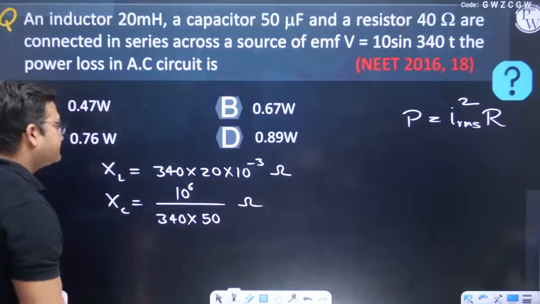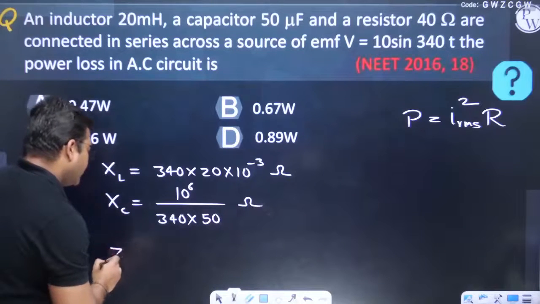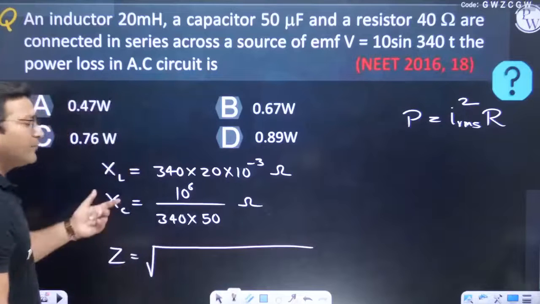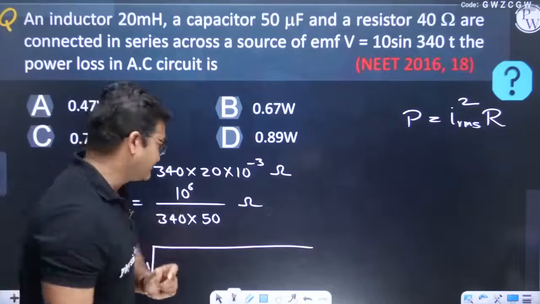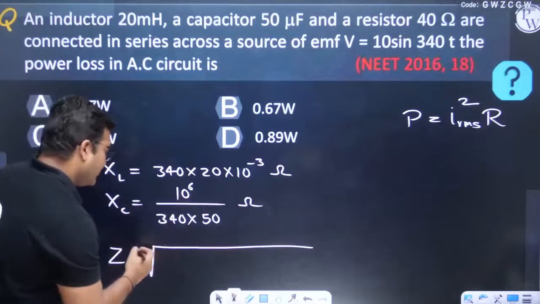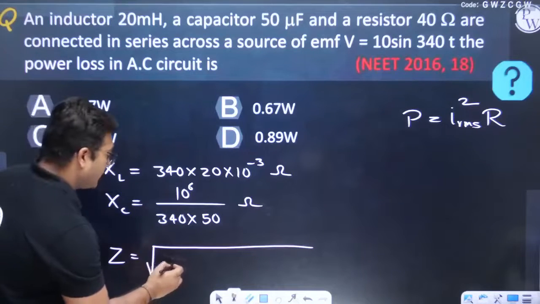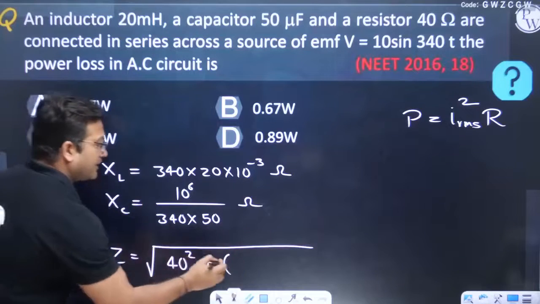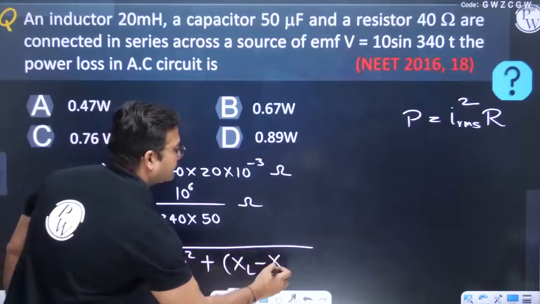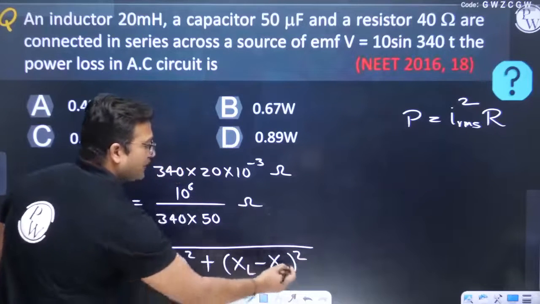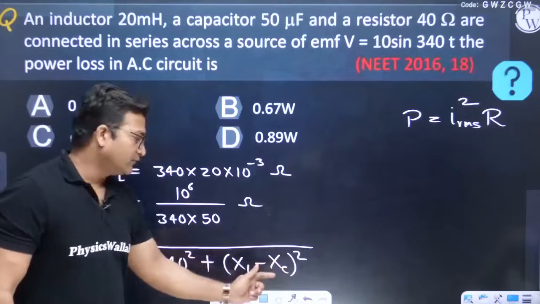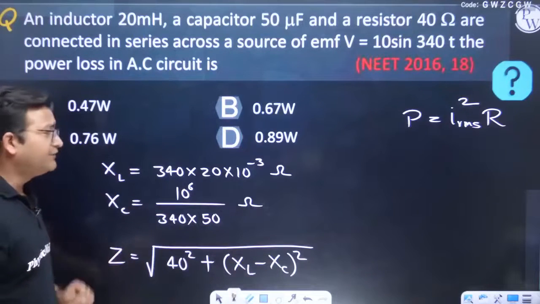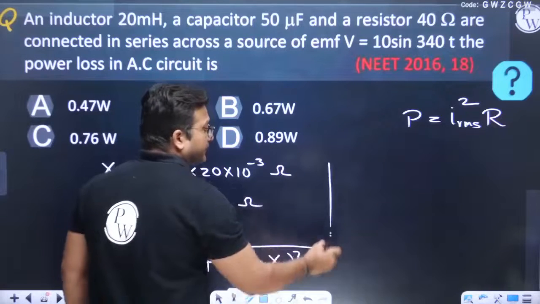Now the Z. The Z would be the square root of... Actually, this problem is going to trouble you in terms of calculation. So solve this. Z would be equal to the square root of R square, which is 40 square, plus the net X, that is XL minus XC, squared. As there is a perfect square, there is no need to worry whether XL is more or XC is more, it doesn't matter. We have Z.